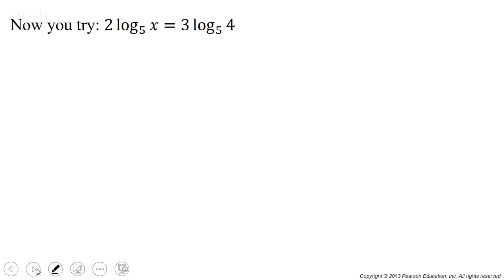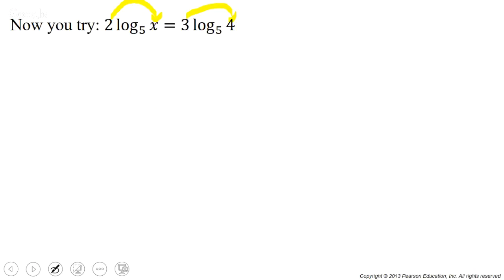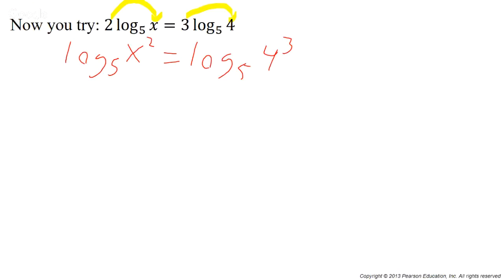Okay, let's work this one. I need to condense, so I need to make the 2 on the outside be a power, the 3 on the outside be a power. So that gives me log base 5 of x squared equals log base 5 of 4 cubed. So now I have the same log base. Both logs are condensed as far as they could be.